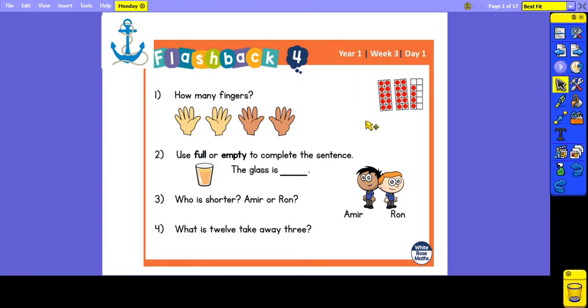So with the 10 frames, we can see we've got one complete 10 frame here, so that represents 10, and we've got another complete 10 frame which represents another 10, so that's 20. And then this 10 frame isn't complete. We've only got 1, 2, 3, 4. So we've got 10, 20, 4.